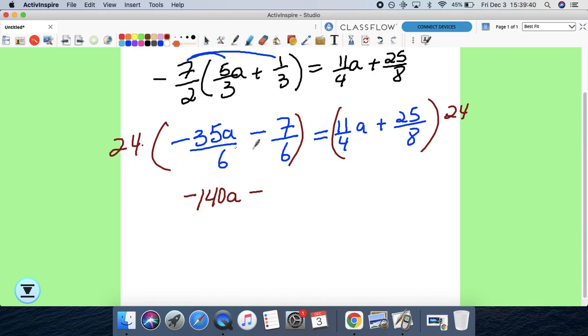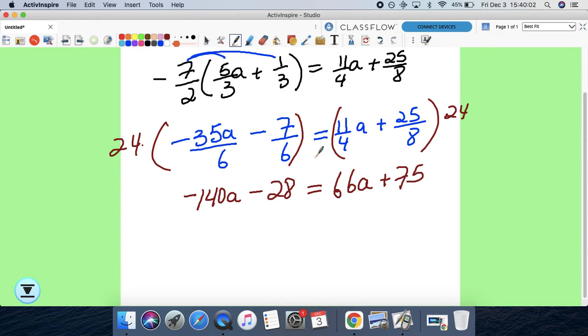25 times 24 divided by 6 again is 4 times 7, which is 28. On the right side, 24 divided by 4 is 6, times 11 is 66a. And then 24 divided by 8 is 3, and that times 25 gives me 75. Okay.